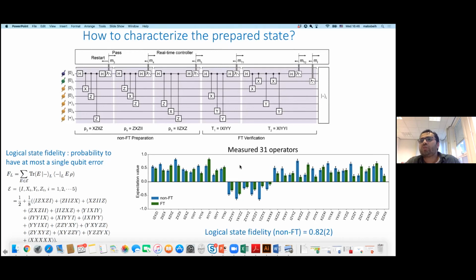We find that the logical state fidelity is 82% for the non-fault-tolerant scheme. It's basically this part without the verification step. And it's 95% for the fault-tolerant scheme, including this fault-tolerant verification step.